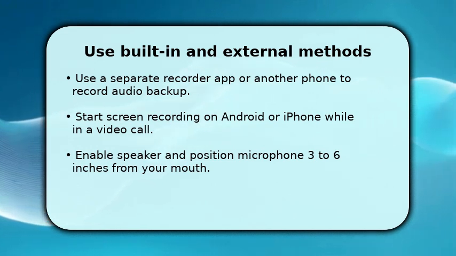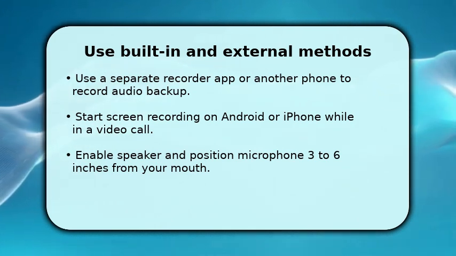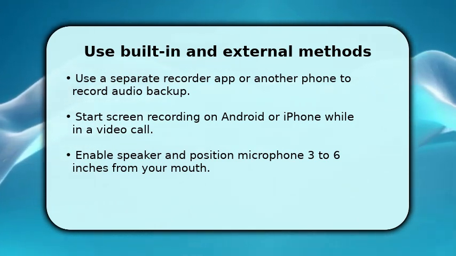Alternatively, place a second phone or digital recorder 3 to 6 inches from your mouth for clearer audio. Start the backup recorder right before you accept the video call for synchronization. When the call ends, stop all recordings and save each file with a clear name.